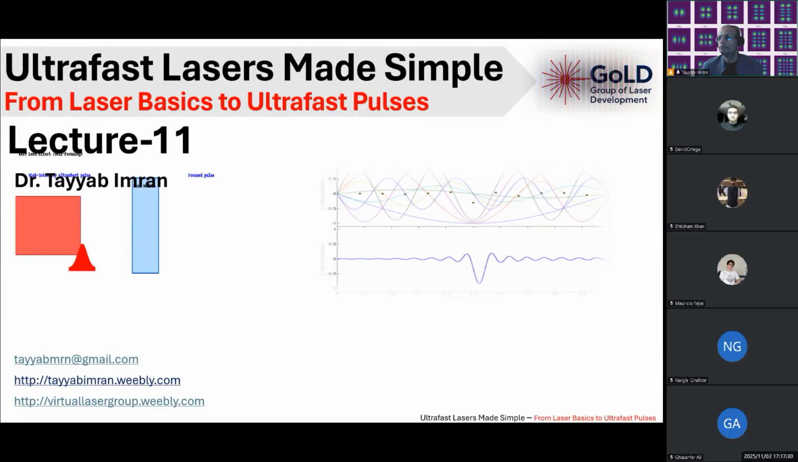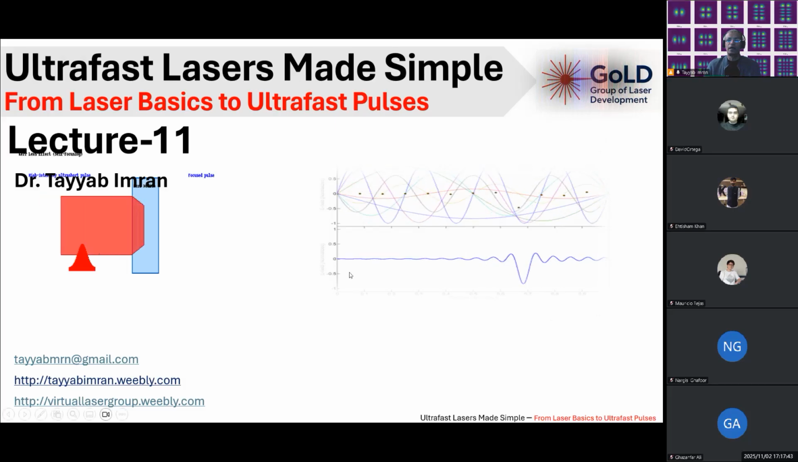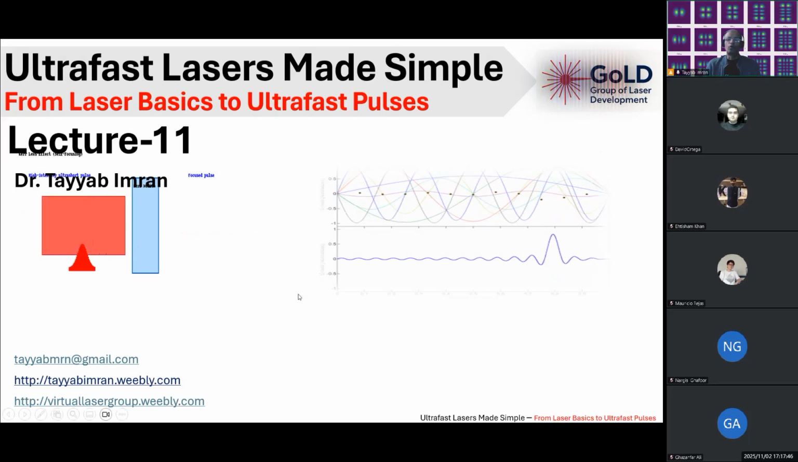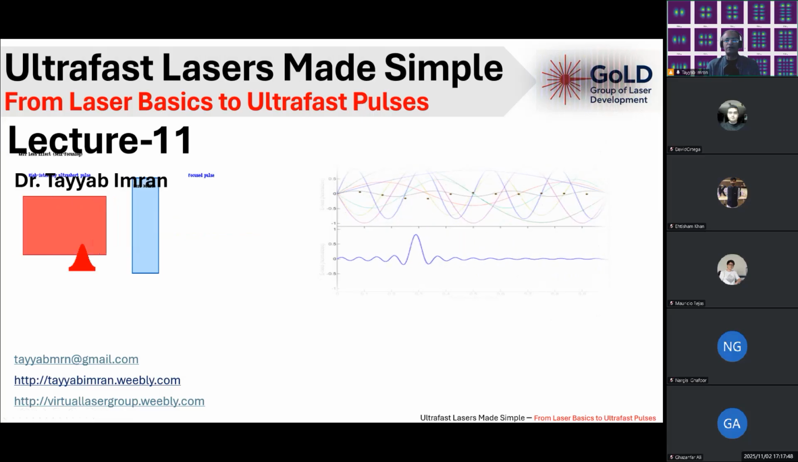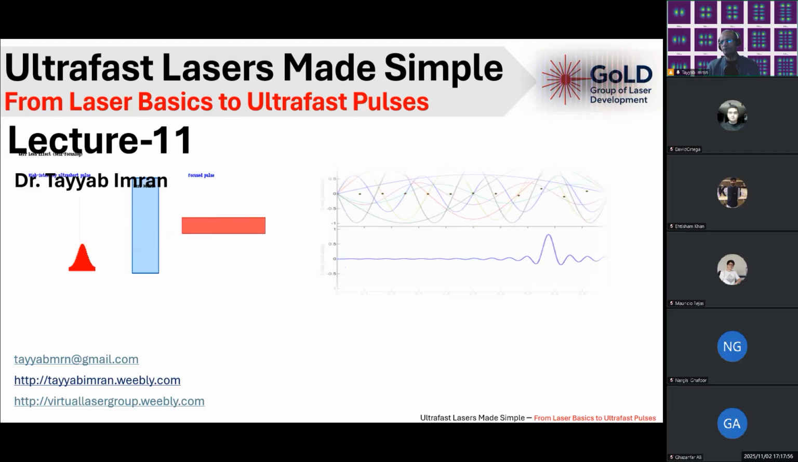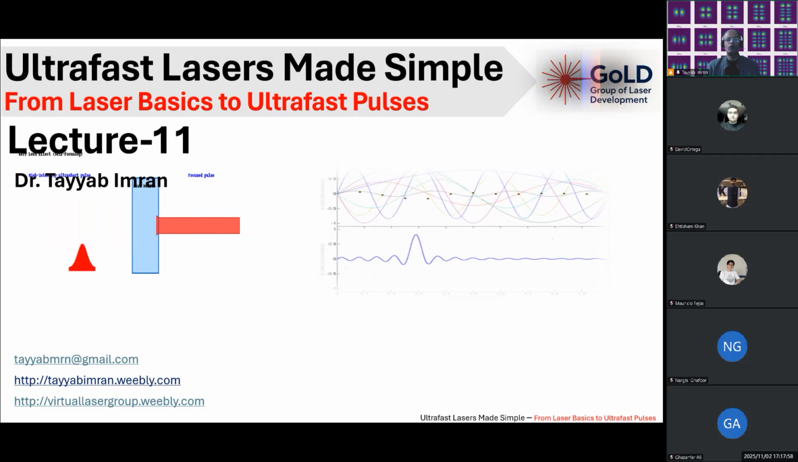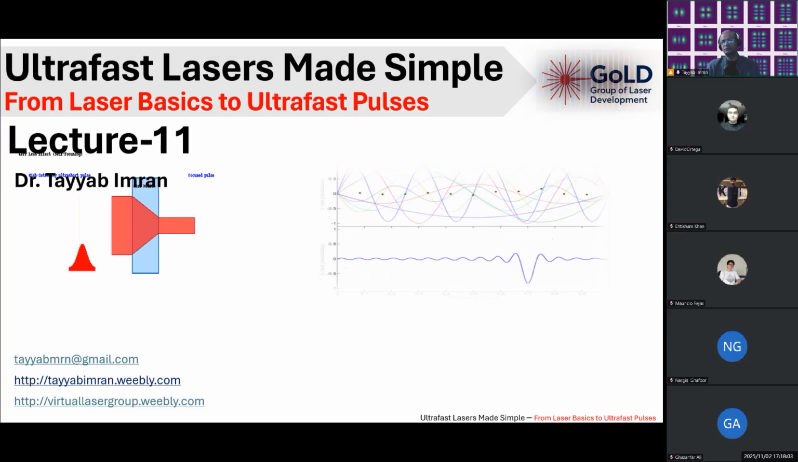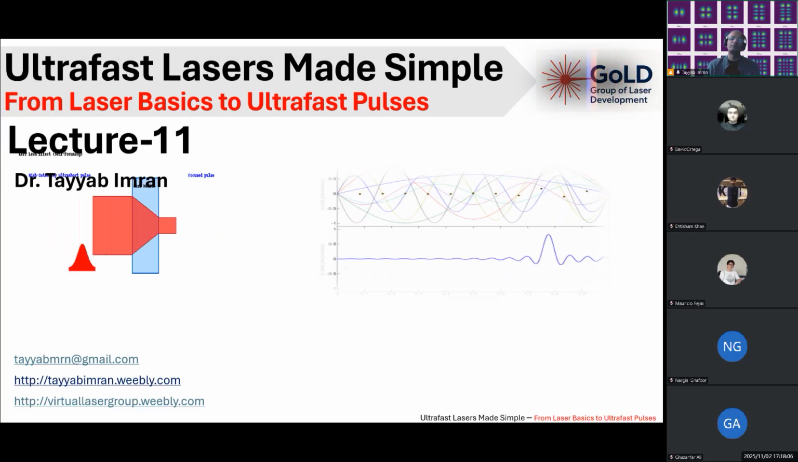Okay, so what we were studying in the last lecture was mode locking, and different kinds of mode locking. We went through the mode locking which is called active mode locking, where you use something in the cavity, some devices, optical switches.